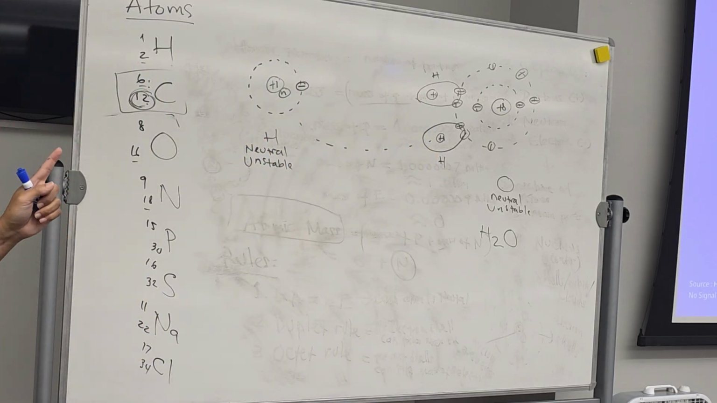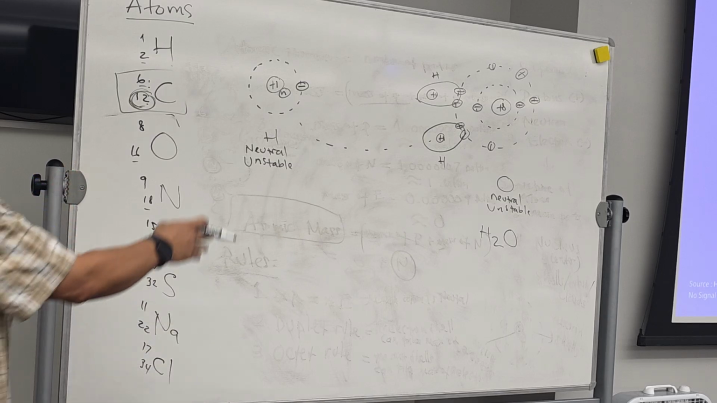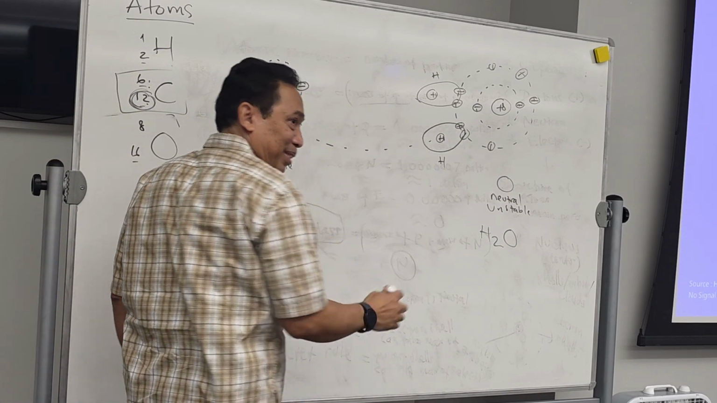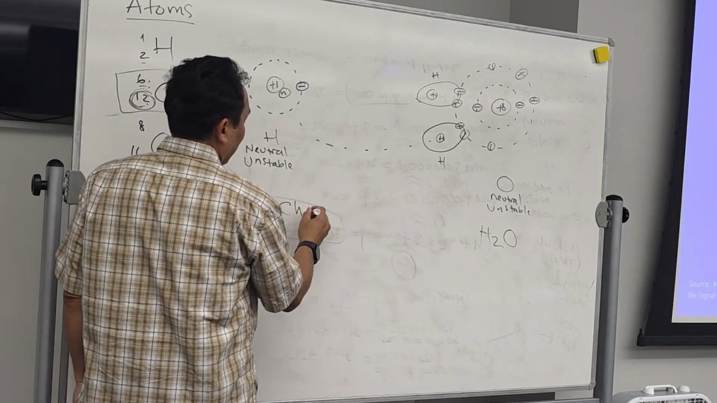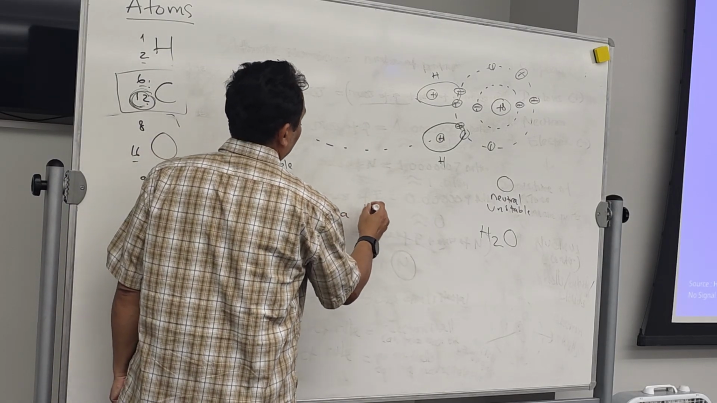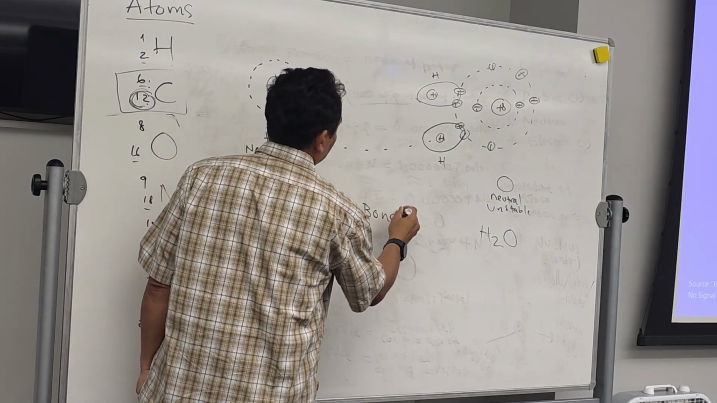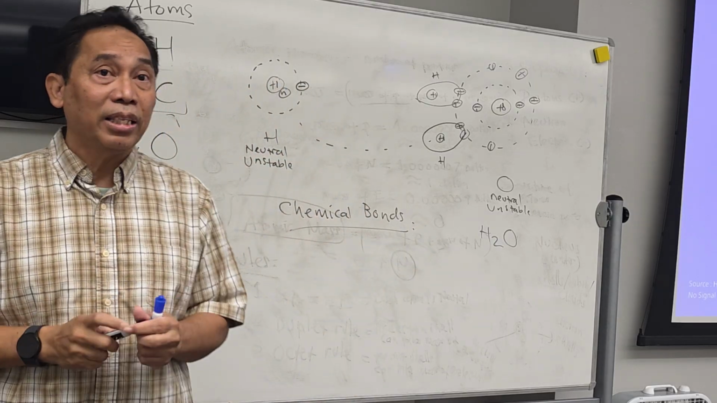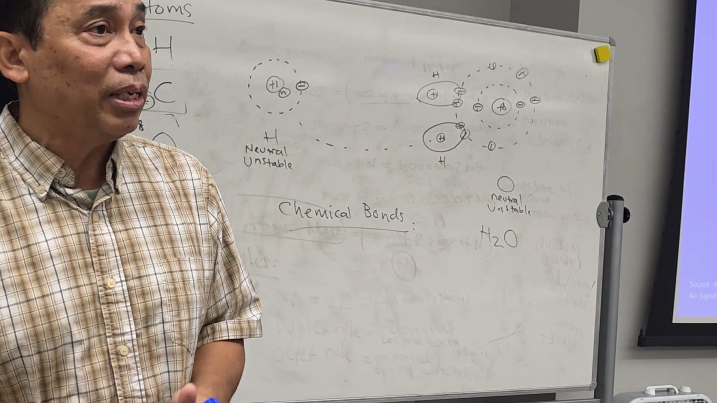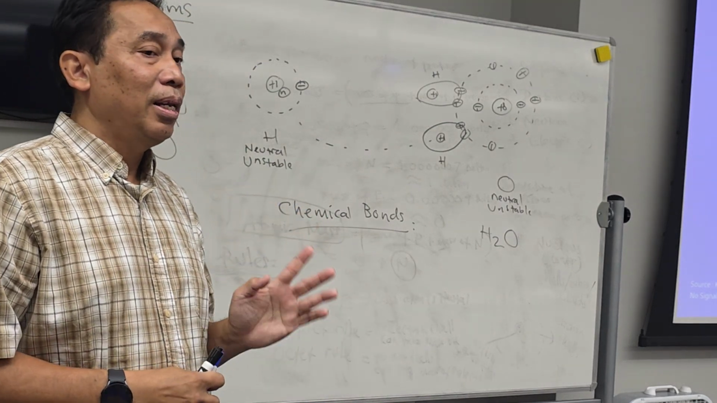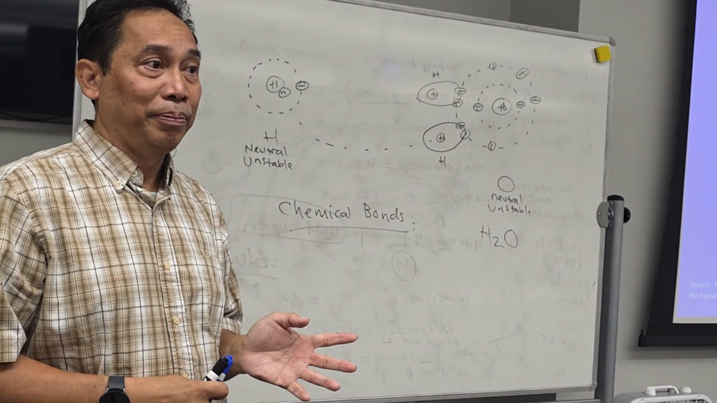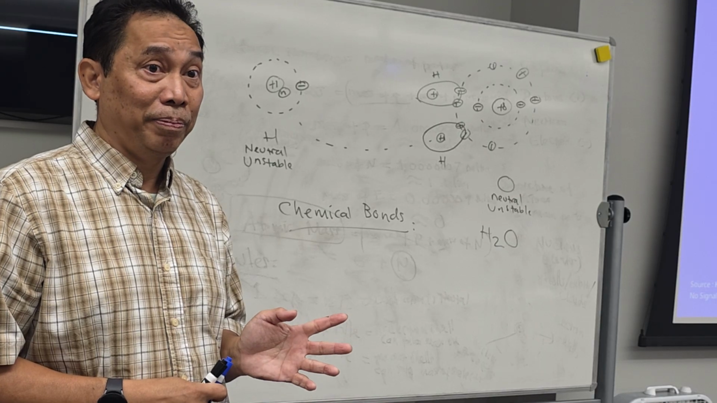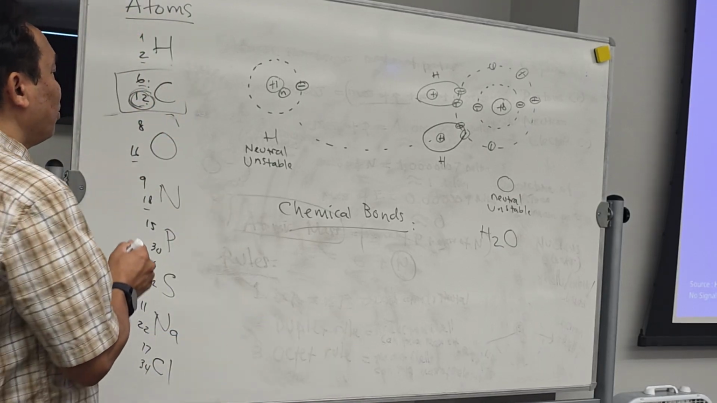Do you have a question for this one? Okay? No? So these combinations of atoms are called chemical bonds. So a combination of atoms to create a molecule is called a chemical bond. You get this one? Okay. There are 3 types of chemical bonds.